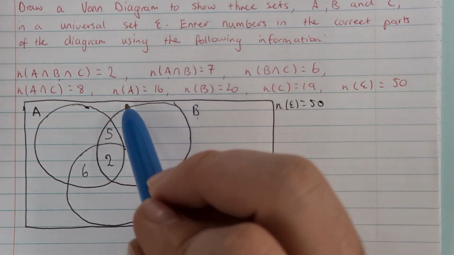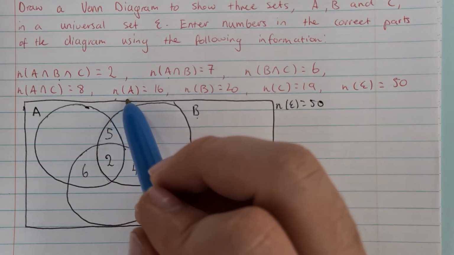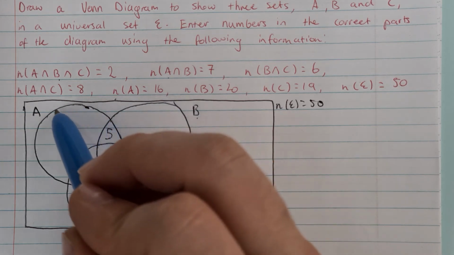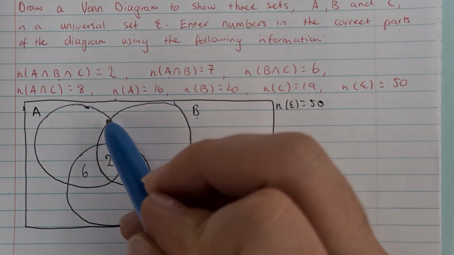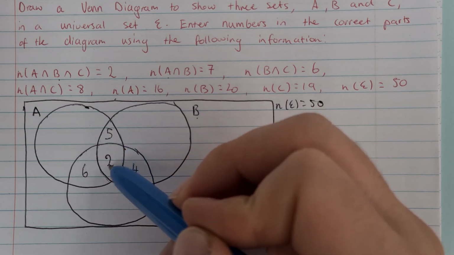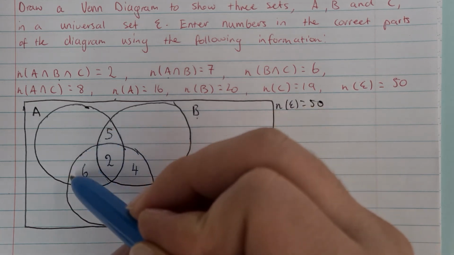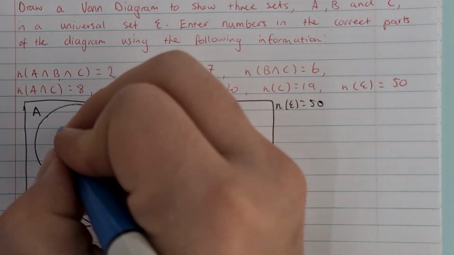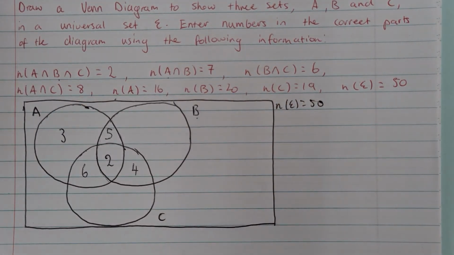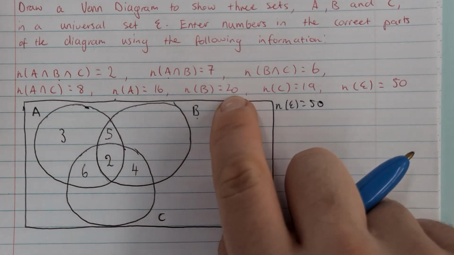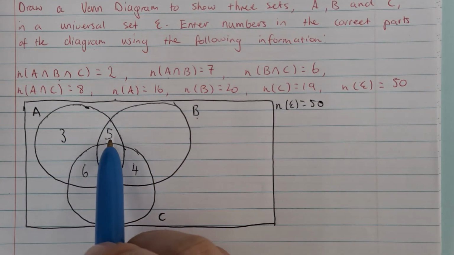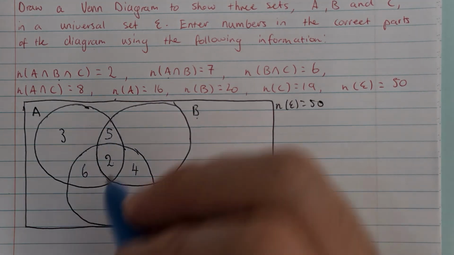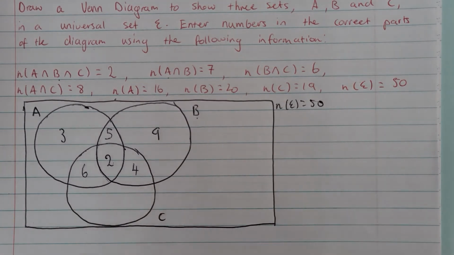It also tells us that the total number of elements in A is 16. So if we consider the entirety of A, there's already 5, 2, and 6. Those 3 numbers add up to 13. To get us up to 16, we only need another 3. For B, there needs to be a total of 20. So we've already got 5, 2, and 4. Adding those numbers up, we get 11. Up to 20, we need 9.